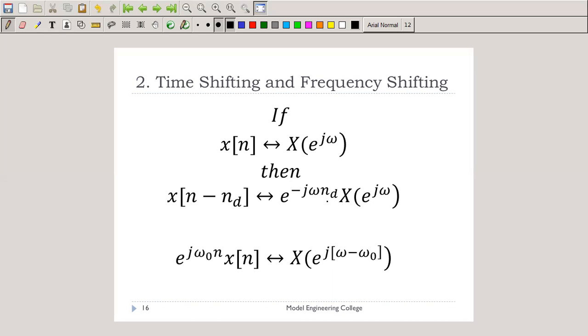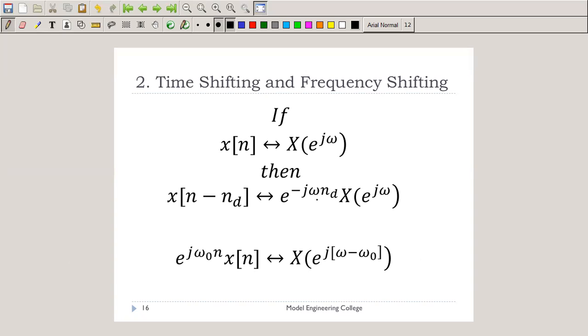So this is an important result. This property shows that delaying a signal by nd units, that is x of n minus nd, does not change the amplitude spectrum. That is, the amplitude spectrum will be the same, x of e raised to j omega. There is no change in the amplitude of the spectrum. But the phase spectrum is changed by minus nd omega, since the e raised to minus j omega nd term is there. So this added phase is a linear function of omega with a slope of minus nd.